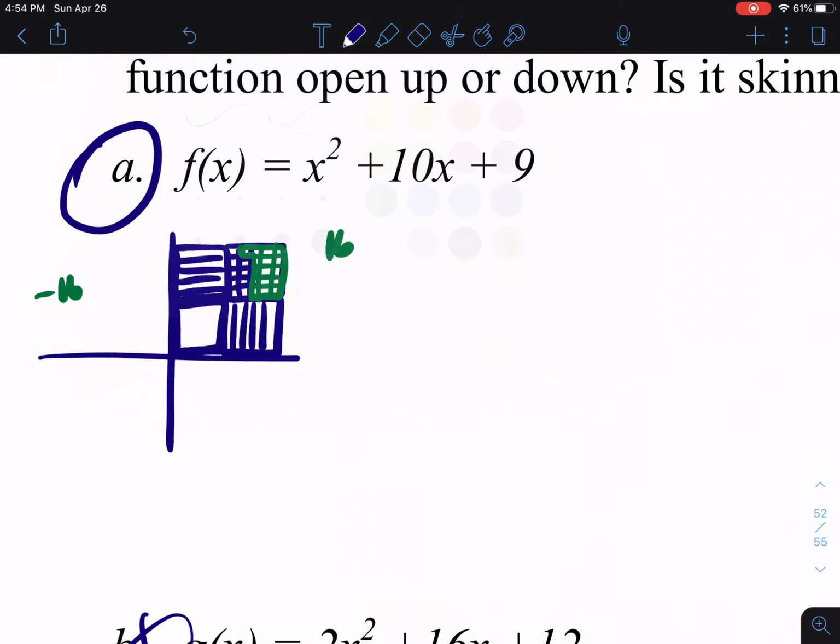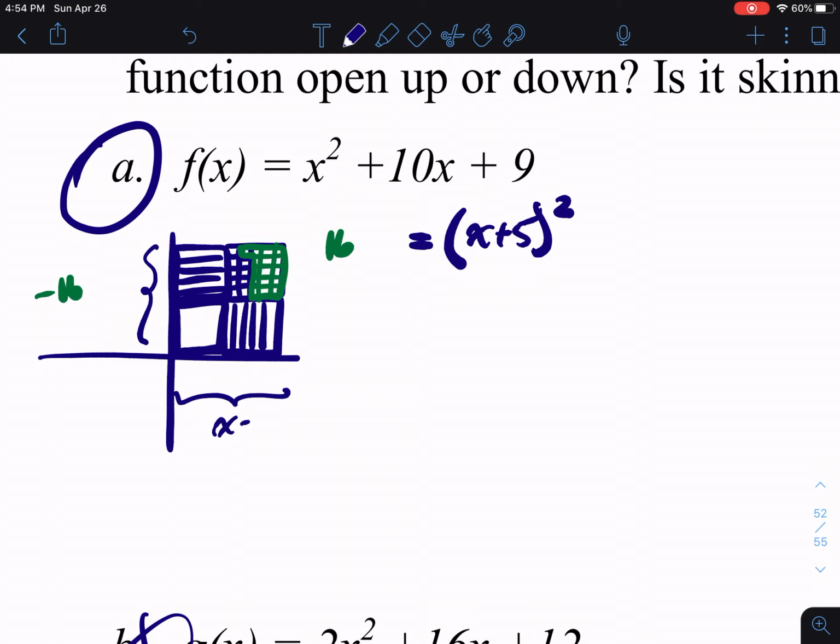So let's see if we can find the factored form or the vertex form. It's x plus 5 squared, right? We took half of the x's to be on the horizontal and half of the x's to be on the vertical. So this becomes x plus 5. And then minus 16, because those are the pieces that ended up being loose at the end of it all. So there we go.